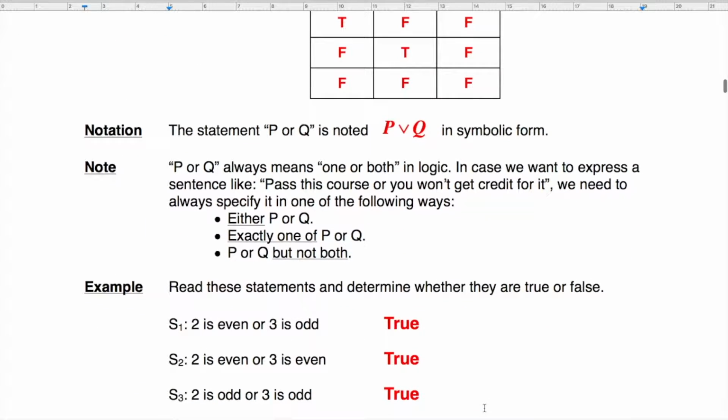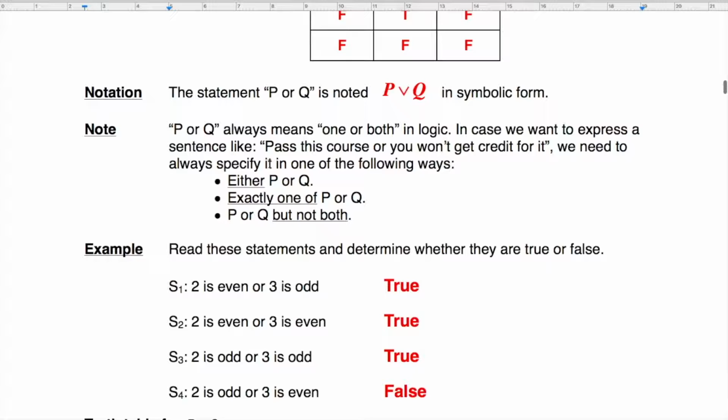We'll do the same now with P or Q. The statement P or Q is noted like this in symbolic form. It is a disjunction. And by the way, if you think of this symbol as similar to the union in Venn diagrams with sets, then you're doing something very important and very good. Likewise, earlier, P and Q can be seen as the intersection of 2 sets, and the shape of these symbols are kind of similar, so it's handy to remember that.